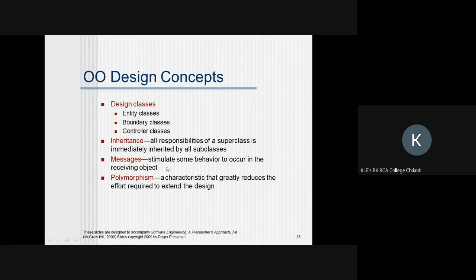Messages. Messages are also components of object-oriented programming, which are used for communicating between the objects. They stimulate some behavior to occur in the receiving object. Polymorphism. Polymorphism is a characteristic that greatly reduces the effort required to extend the design. By that, we can extend the code and reuse the code.